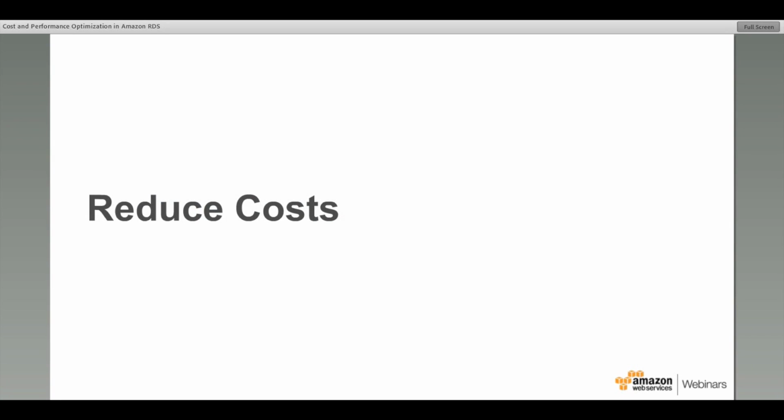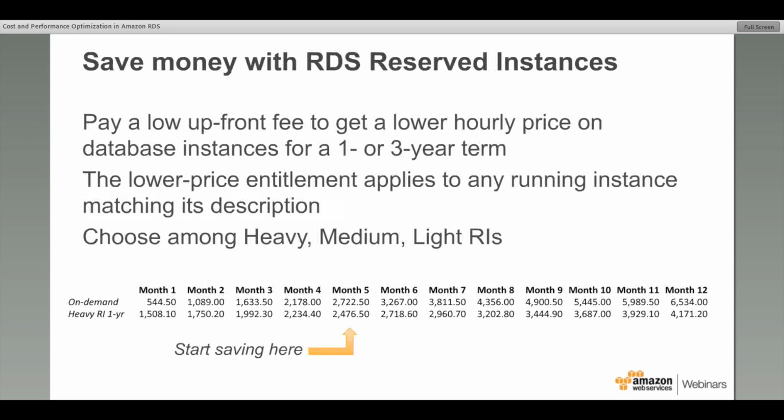So lastly, we're going to talk about a way to reduce costs. This is a little bit more of a simpler summary: the ability to save money with RDS Reserved Instances. One of the unique capabilities of Amazon is to pay a small upfront fee to get a lower hourly charge, and you can do that on a 1 or 3 year term.